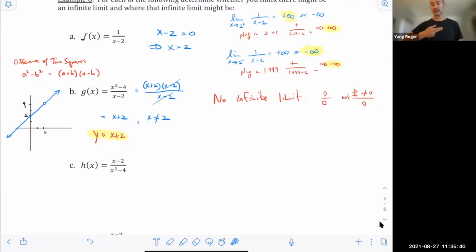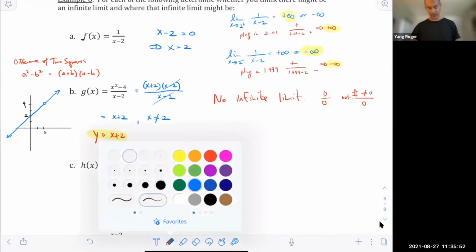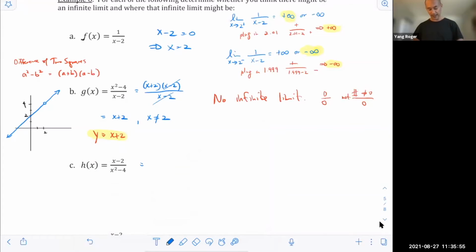They're just reciprocals of each other, right? Where the function G is just the reciprocal of the function H and vice versa. So I could have come over here and said, oh, this is x minus 2 over x plus 2, x minus 2 like this. And then these guys kind of cancel each other out. So I end up with 1 over x plus 2.